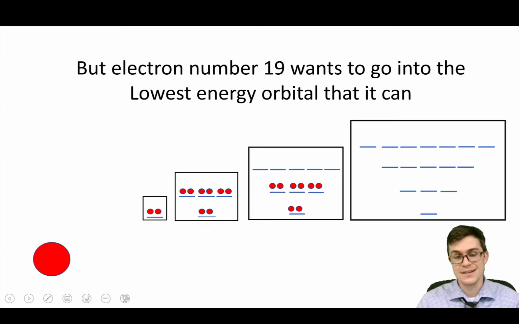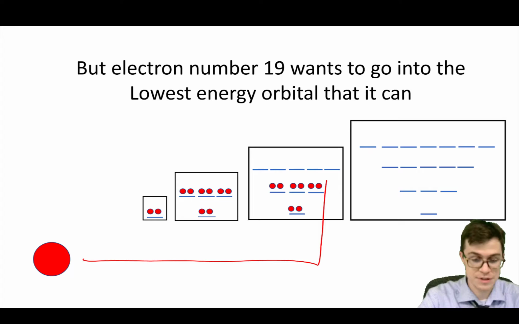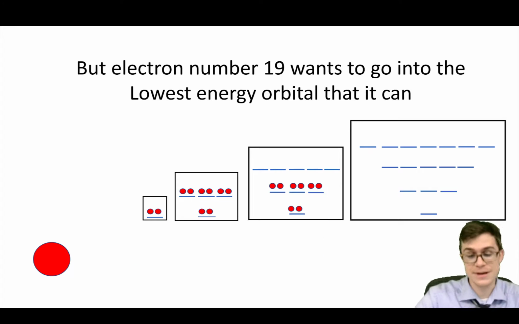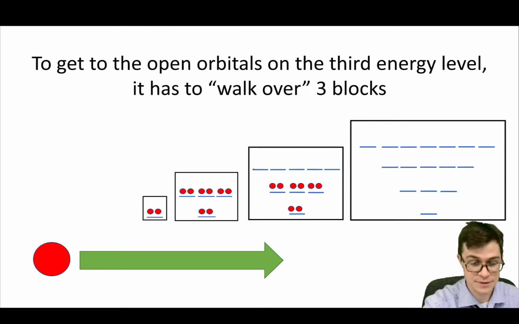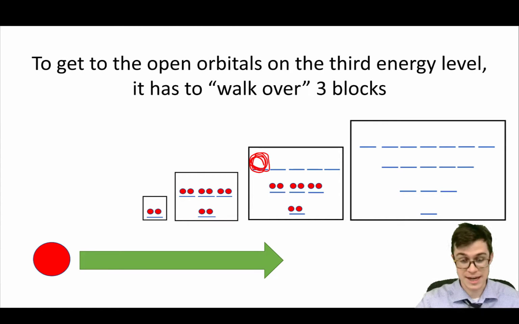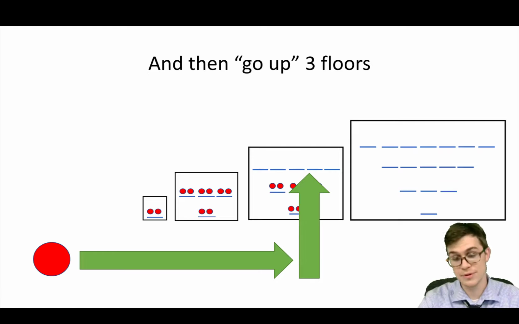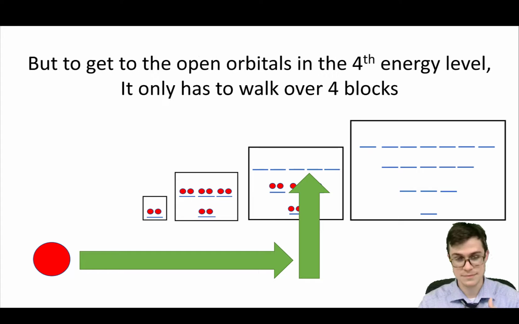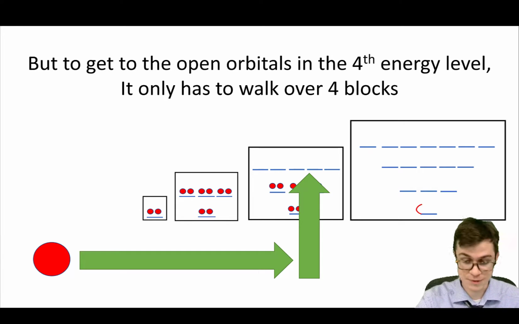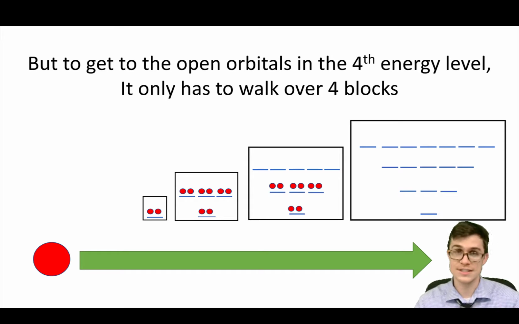Electron number 19 wants to go into the lowest energy orbital possible. So you have to imagine that it's walking around and it wants to get into a room with the least amount of effort. Now to get to the open orbitals in the third energy level, right here, it has to walk over 3 steps, 1, 2, 3. And then also it has to go up 3 flights of stairs, up to the top. But to get to this one right here, this fourth energy level on the bottom floor, it only has to go over 4 blocks. It doesn't actually have to go up at all.